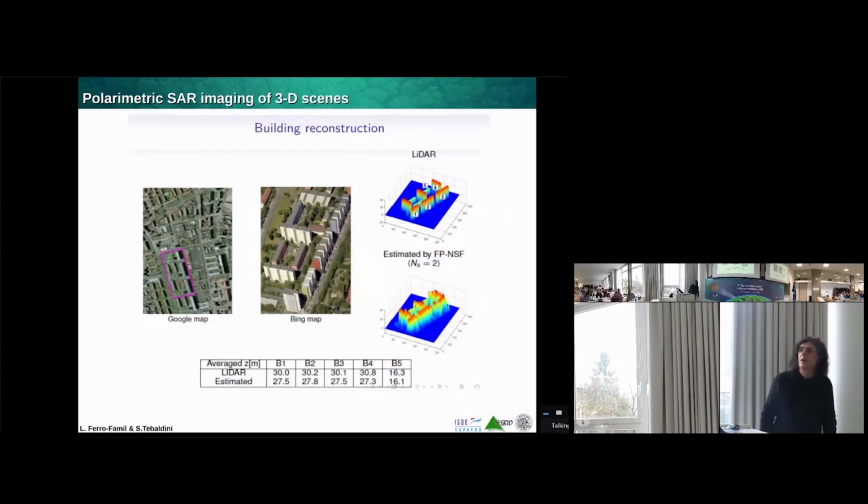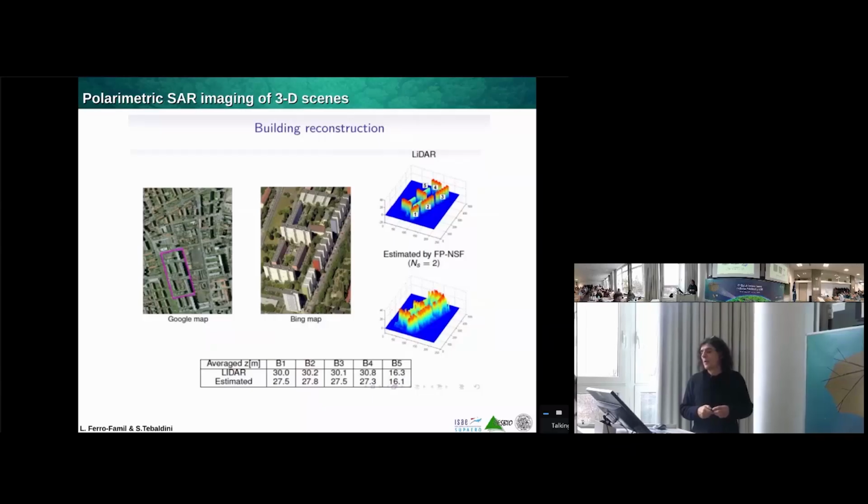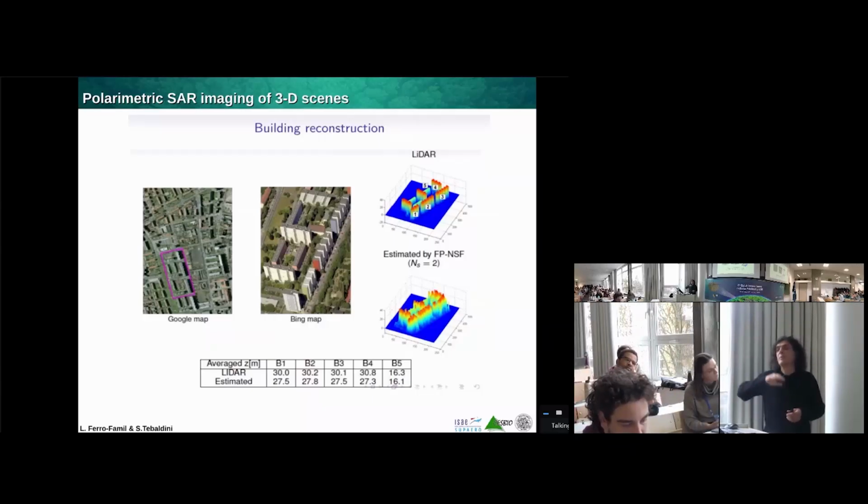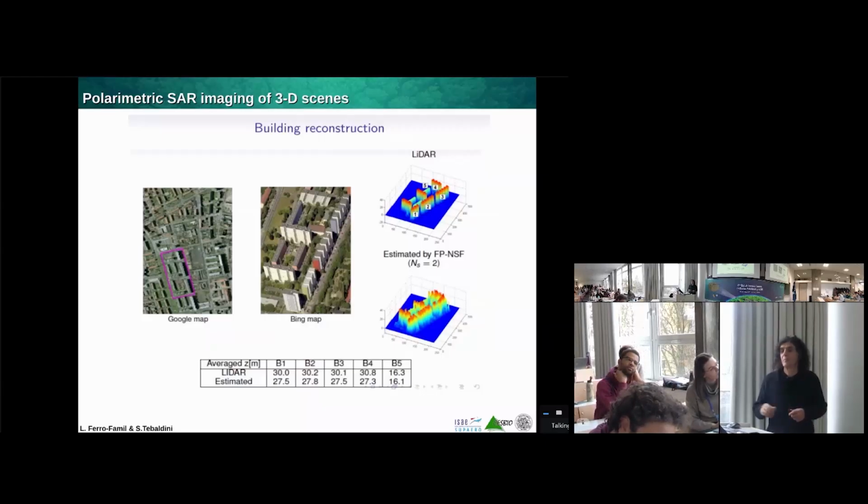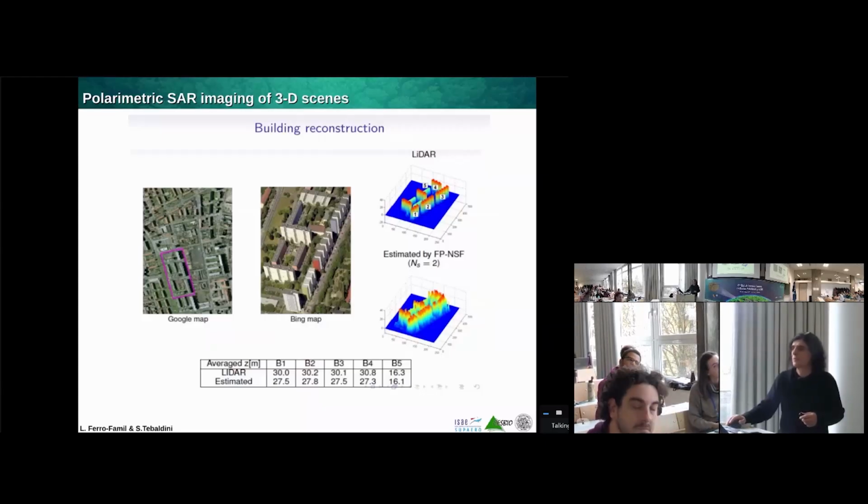To be honest, I would say that I consider tomography much more useful to characterize forest than to characterize urban environments, because in this case, many big cities have already been mapped using LiDAR, which is really a tool that is well adapted to this kind of environment. Okay. For forest, this is not always the case.